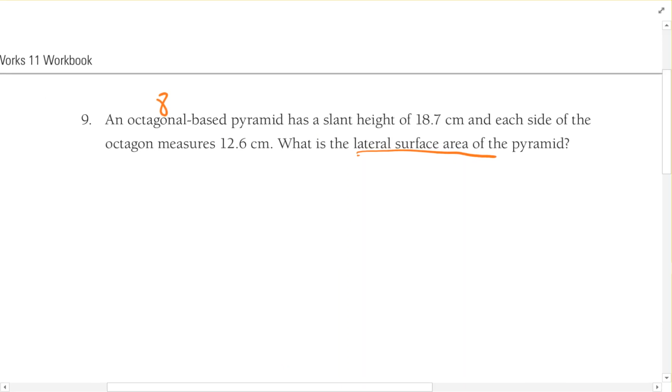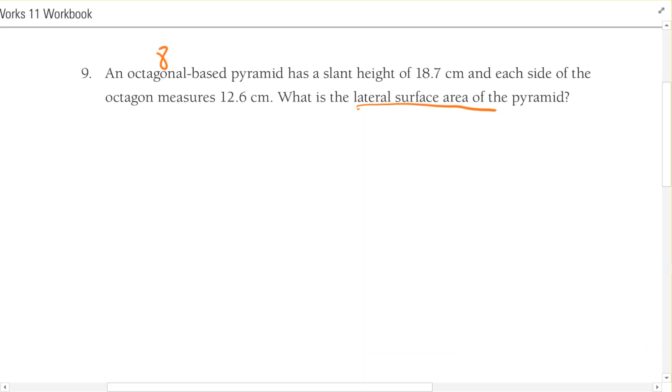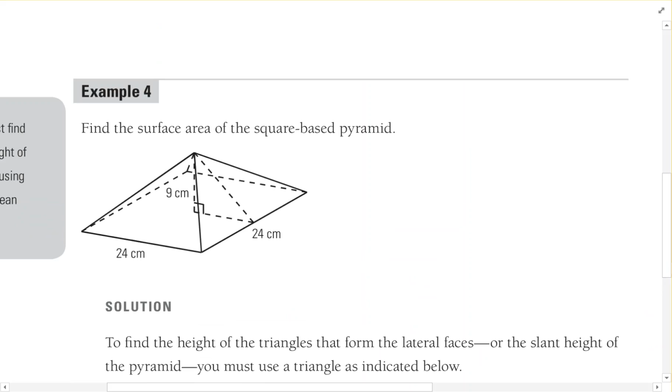Draw a picture, or it might help you to use that one to help you draw a picture for this one. But then I'm going to let you guys just go ahead and do that on your own. So go ahead and answer that one now. All right, moving on.